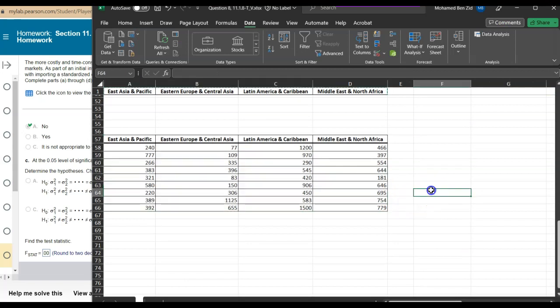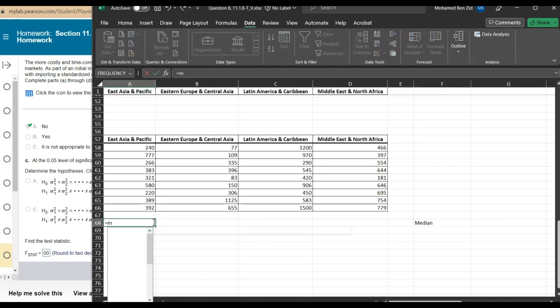So let's try to do it. This is my table. I'm going to start with the median. This one is going to be equal sign MEDIAN, and you see the median there. You choose it and select the values.